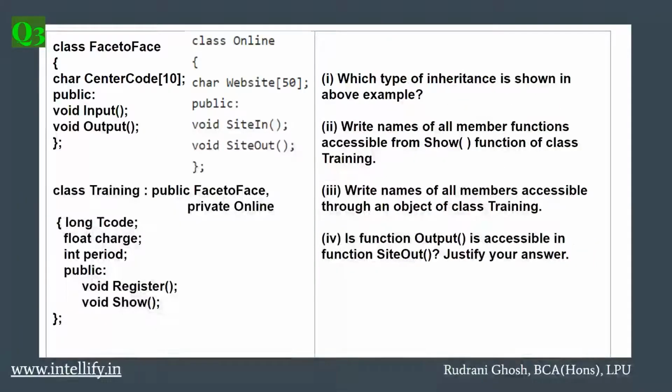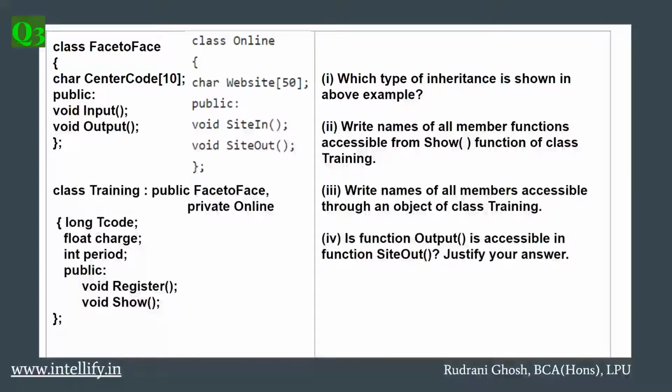Let's come to question number 3. We have a class face-to-face. We have a private string called center code. We have public functions void input and output. We have another class online, which is also a base class like face-to-face because it has not been derived from any other class. We have a string called website, which is private. We have public functions site in and site out.